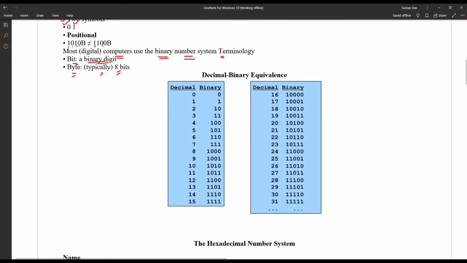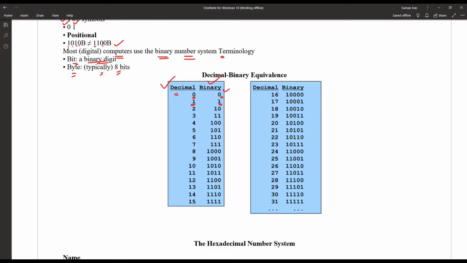Now, the next table is the decimal binary equivalence. Decimal number system is whatever numbers we are already using, and in most cases the binary number system is used in digital computers. So when we have 0 in the decimal number system, its equivalent in binary is also 0. In decimal, 1 is in binary also 1.